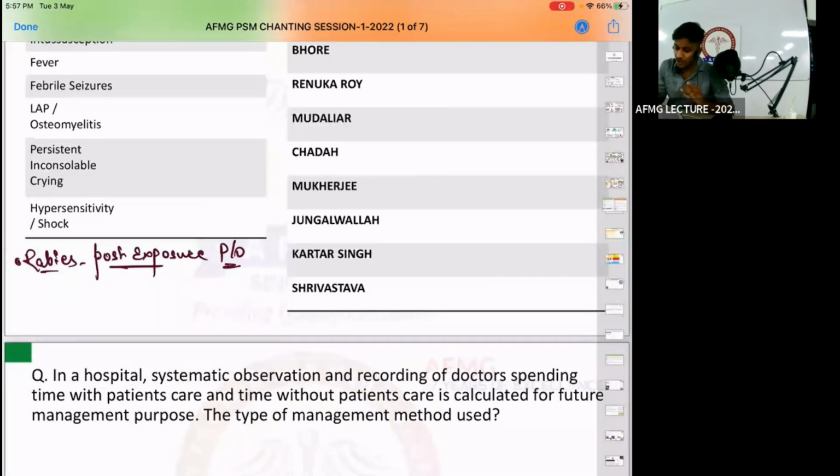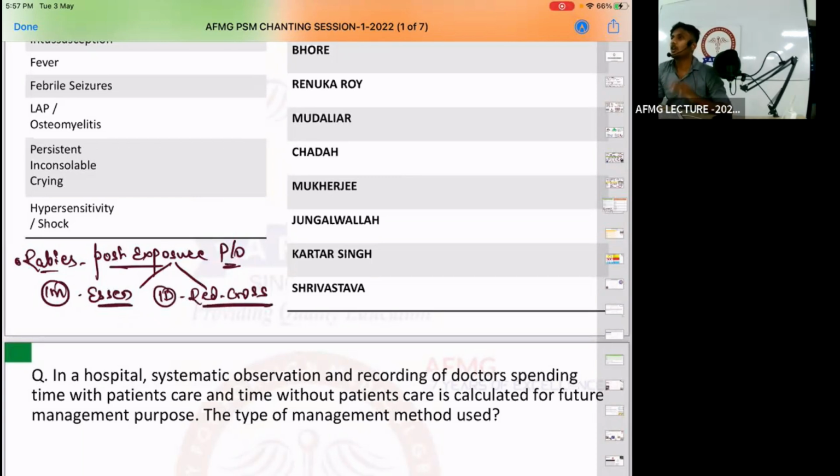So for post-exposure prophylaxis, either we have the intramuscular regime, which is known as the SN regime, or the intradermal regime known as the updated Thai Red Cross regime.